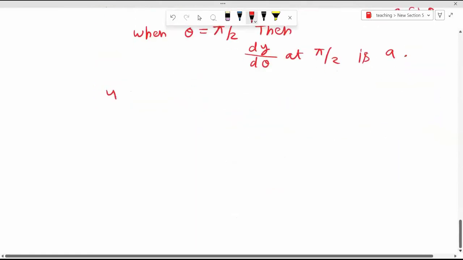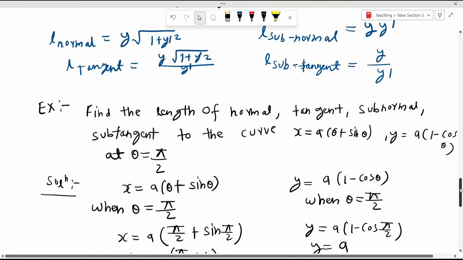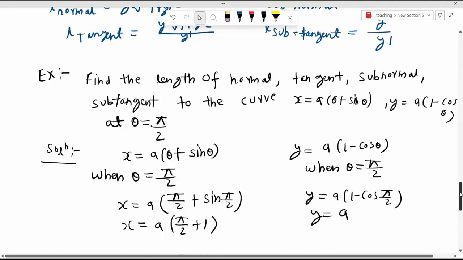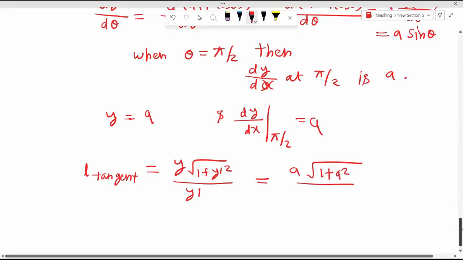So dy by dx at pi by 2 is equal to a, and y is equal to a. First we find the length of the tangent. What is the formula to find the length of the tangent? Length of tangent is y under root 1 plus y dash square upon y dash. Simply we have to put these things in the given formula. Here y is a and y dash is a. So we put a, under root 1 plus a square upon a. The a's cancel out, and we get the value of under root 1 plus a square. This is the length of the tangent.